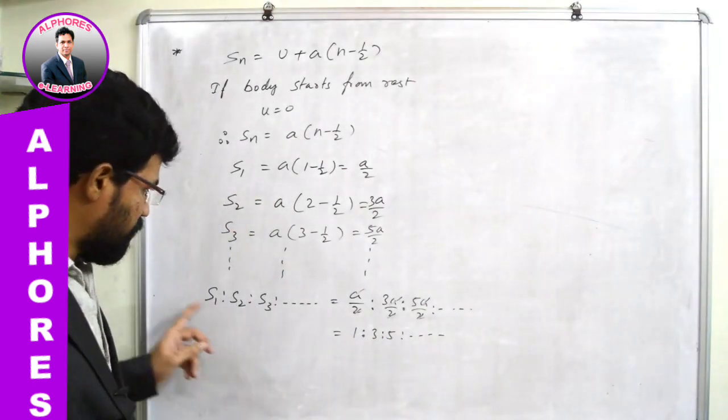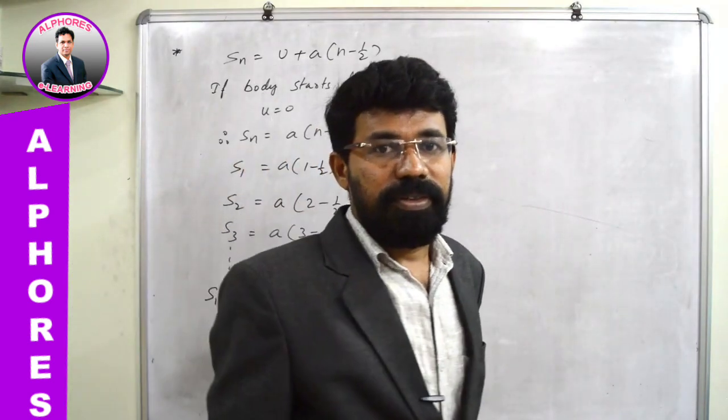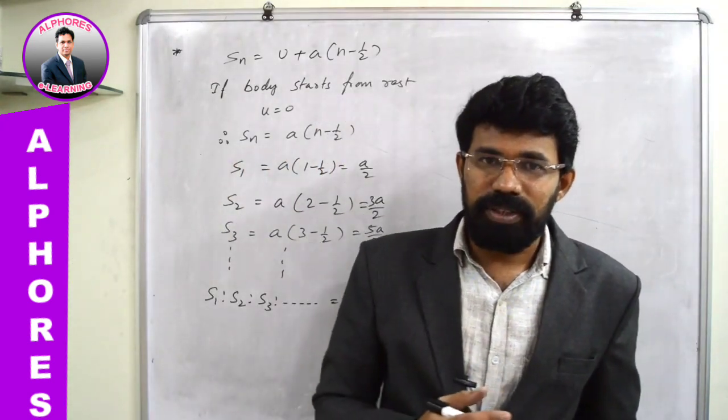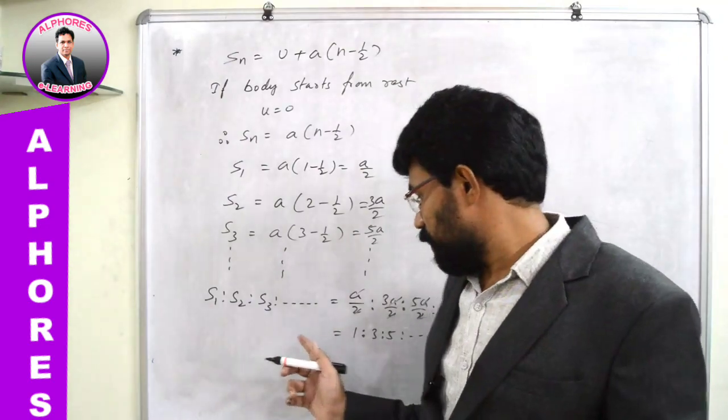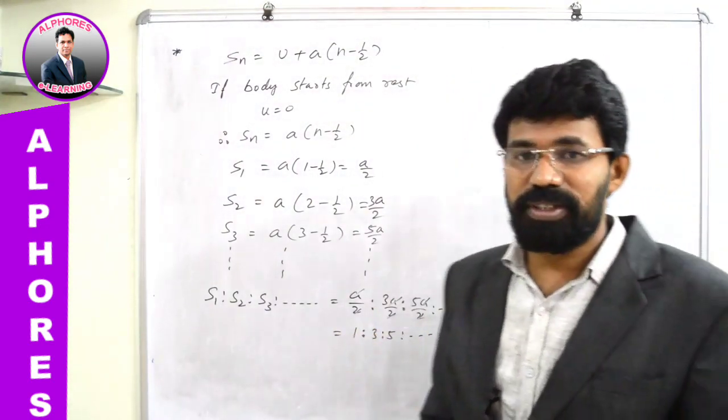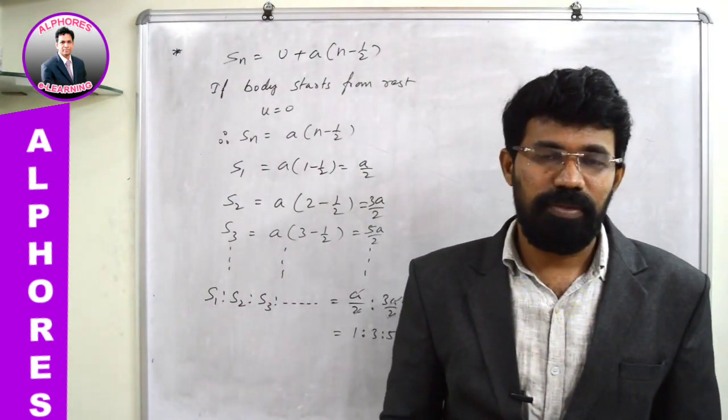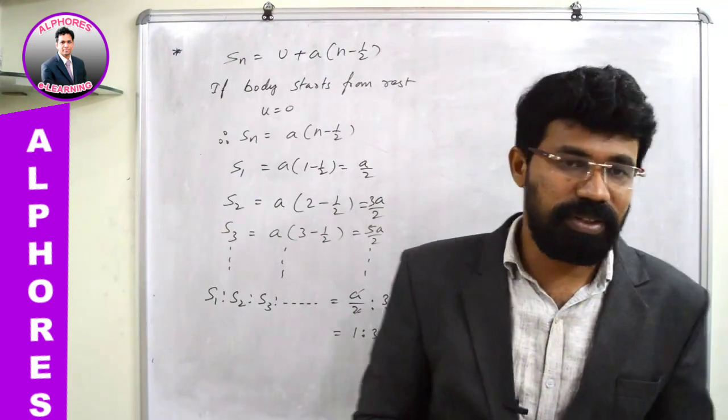So you have to remember this one. The ratio between the distances traveled in consecutive seconds is equal to 1 is to 3 is to 5, provided the body starts from rest, if its initial velocity is 0.